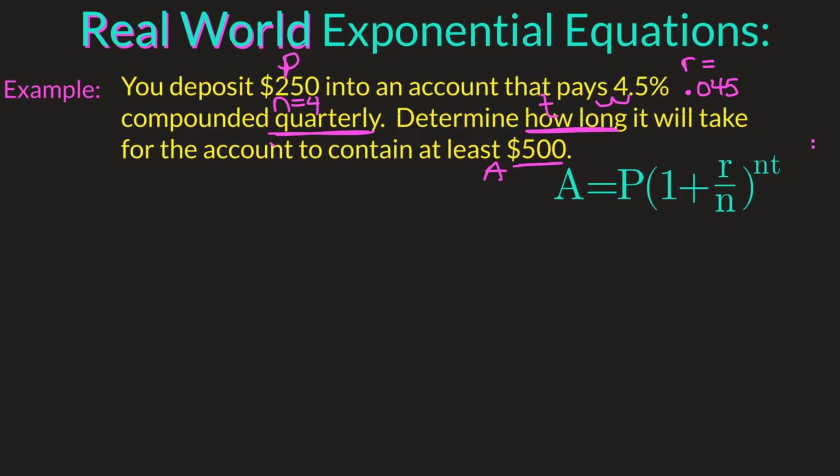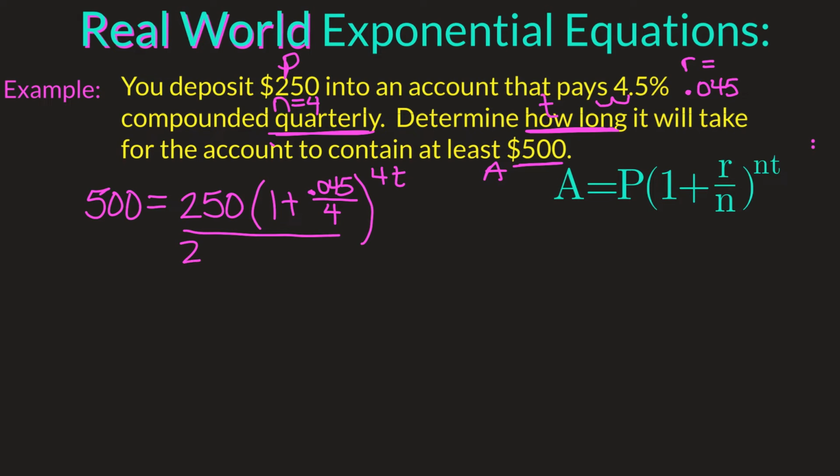So let's go ahead and plug everything in. So we have 500 equals 250 times (1 plus 0.045 divided by 4), and then raised up to the nt, so that would be 4 times t. All right, so this is an exponential function that we're having to try and solve, so we need to get the base and the exponent by itself. So the first thing we're going to do is divide by 250. So that's going to equal 2.